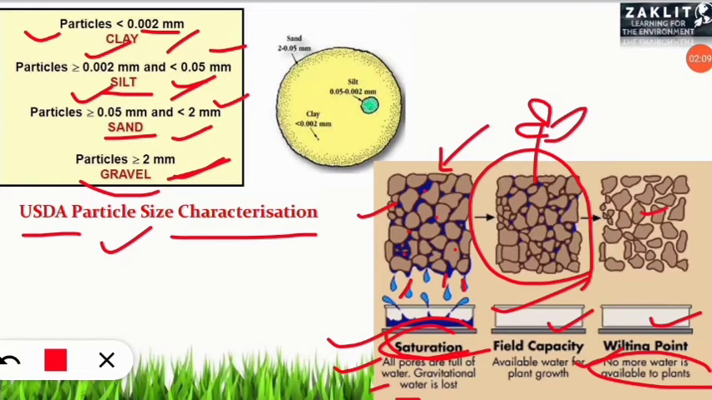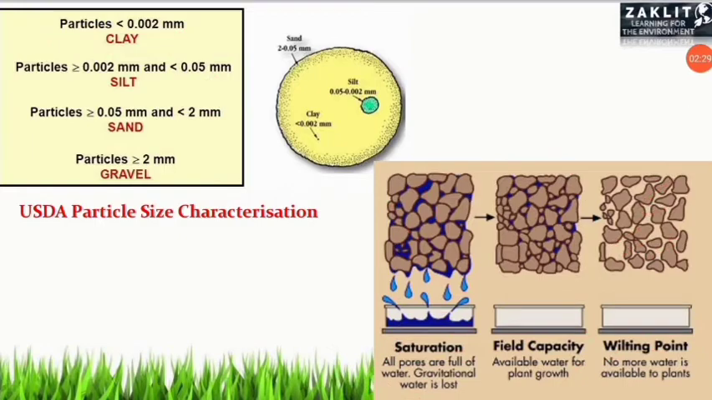So when the pores inside the soil are not having water at all, then it is very difficult for the plant to survive because no water means no life. As a result, the plants will wilt and they will die. That's why it is called the wilting point. So these three definitions you should note down: saturation point of soil, field capacity of soil, and wilting point of soil.